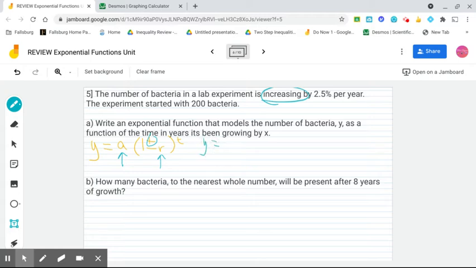So we have y equals, it's starting off with 200 bacteria, and then we have 1, since it says increasing, we're going to add 2.5%, but again, we're going to change that to a decimal by moving the decimal point 2 places to the left. So it becomes 0.025 to the power of t. So we can simplify this a little bit, or you can leave it as it is, but we'll have 200 times 1.025 to the power of t.